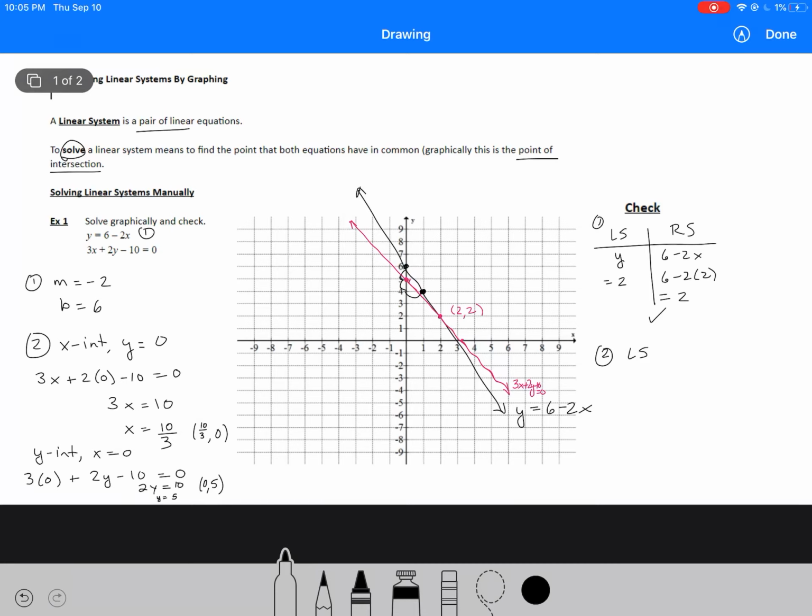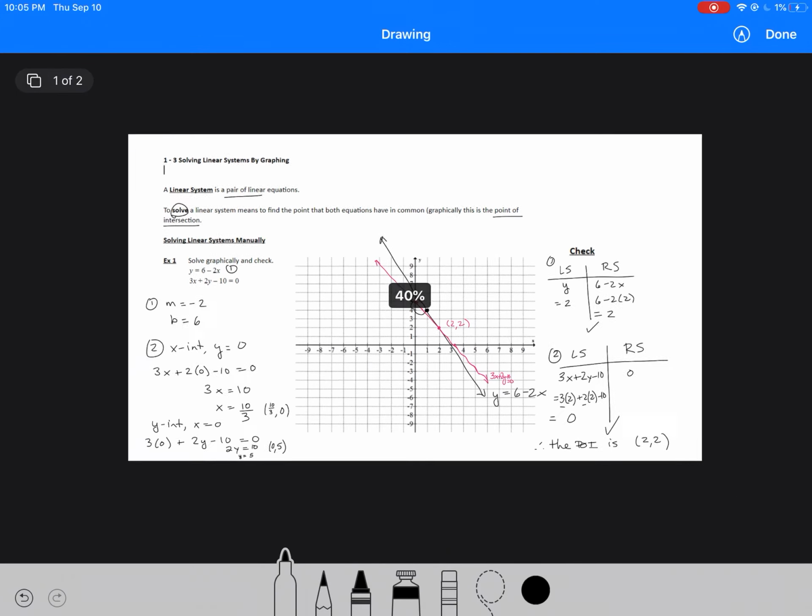Let's check our second equation. Left side, right side. My left side is 3x plus 2y minus 10, and that should equal 0 if 2, 2 is on the line. So I've got 3 times 2 plus 2 times 2 minus 10. And here I would have 6 plus 4 minus 10, which indeed equals 0. So therefore, my point of intersection is 2, 2.